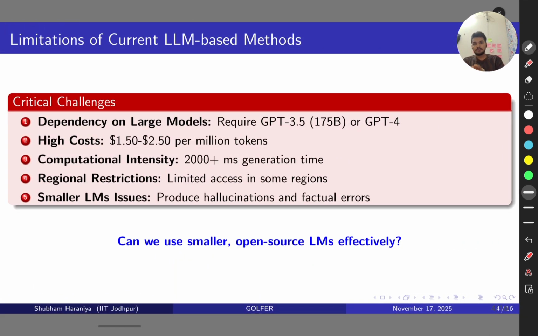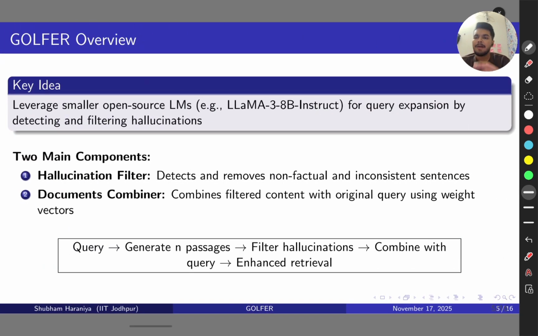And where exactly our GOLFer comes in, right? So what are the limitations of the current LLM based methods? Dependency on large models, high cost, computational intensity, and the smaller LM issue, which is that they produce hallucination and factual errors, right? So the question is, can we use a smaller LM for text generation without that hallucination and factual errors? So the answer is yes. By using GOLFer we can achieve hallucination free and factual error free output.